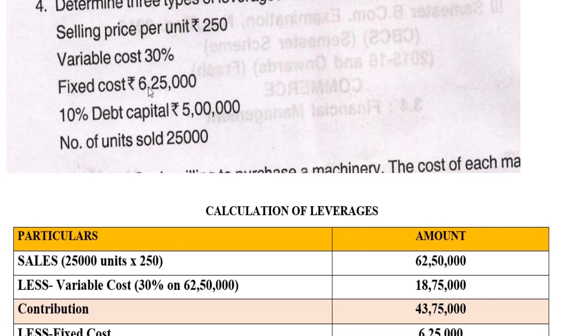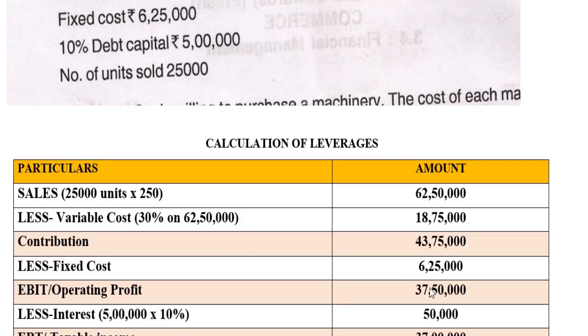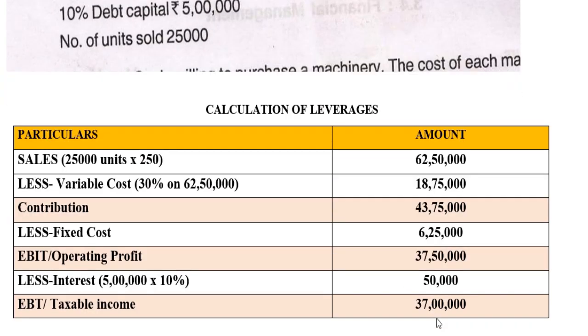Then you deduct the fixed cost. What is the value of fixed cost here? 6,25,000. So 43,75,000 minus 6,25,000, then you will get 37,50,000, and this will be called EBIT, that is operating profit. And you deduct interest. 37,50,000 minus 50,000, the taxable income will be 37 lakh. So once you prepare the income statement, then you need to calculate leverages now.